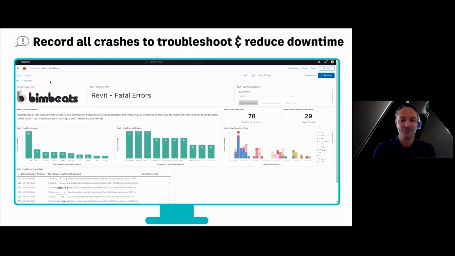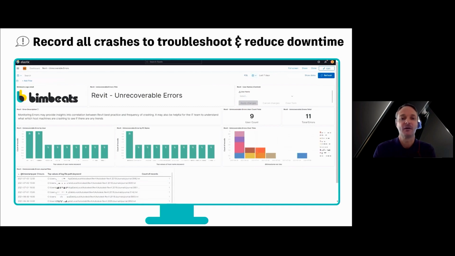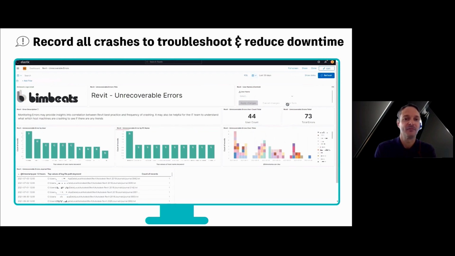When we implemented BIMbeats, what we were able to do, because we're processing the journal file, we could find out how many fatal errors and how many unrecoverable errors were happening across the entire organization. And we found out that approximately 10% of the unrecoverable and fatal errors were actually being recorded in the ticketing system versus what was actually happening.